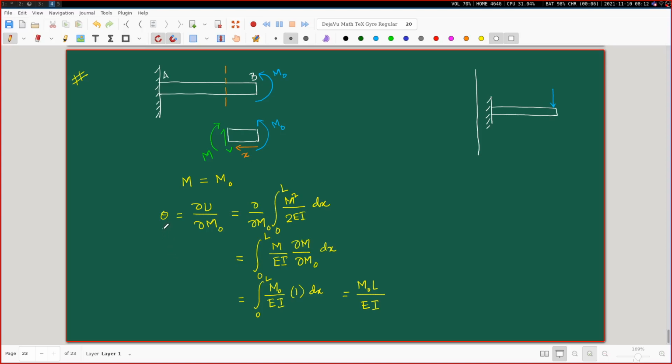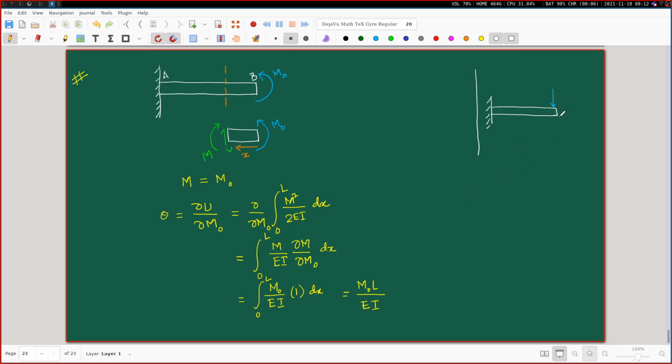Similarly, if you multiply the slope, which is in radians, with the moment, which has the unit of Newton meter, then moment times slope is equal to work done. So in those terms, this is okay. But suppose here you are given the force and you are asked the slope at this end, then what will you do? Because no moment is applied here.